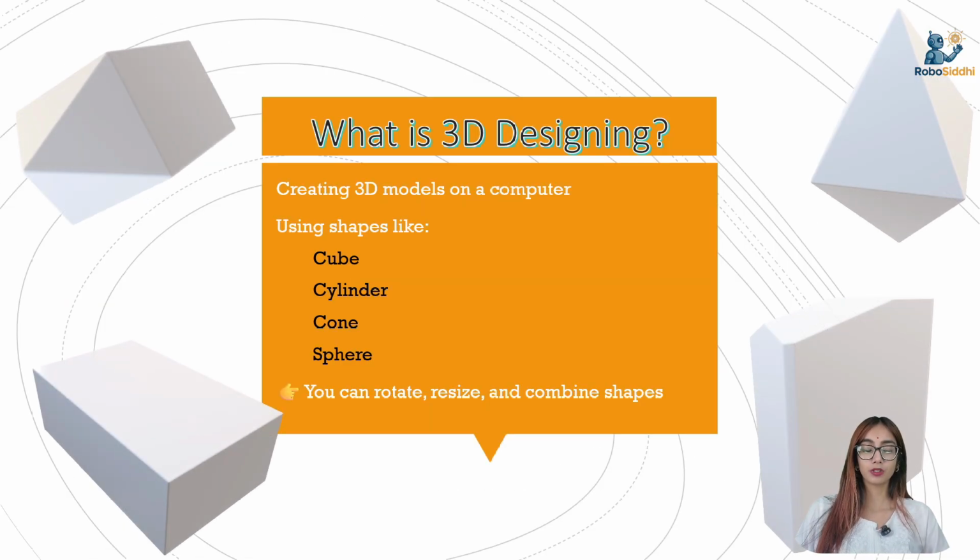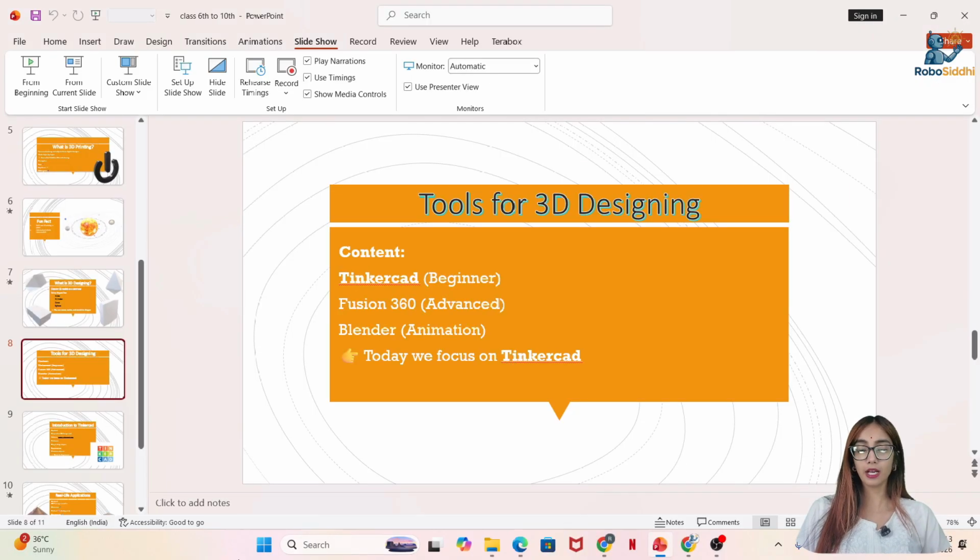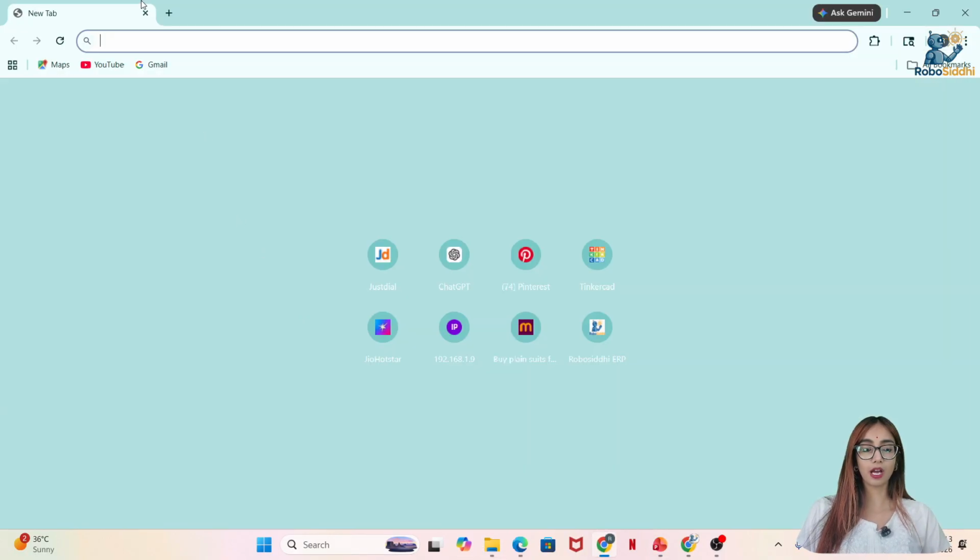Okay. Now you must be thinking, how can we do 3D designing? How can we build 3D models, right? We have certain tools for that. If I begin, the first one is Tinkercad for beginner level. Second is Fusion 360 for advanced level, and then there is Blender, also for animations. Right now, this is an introduction video, a beginner's level video. So we'll begin with Tinkercad. We'll focus on Tinkercad. Now I'll give you a basic introduction on how it works.